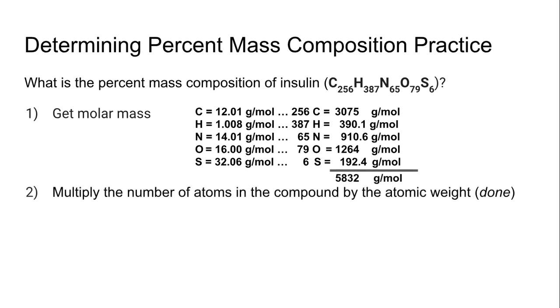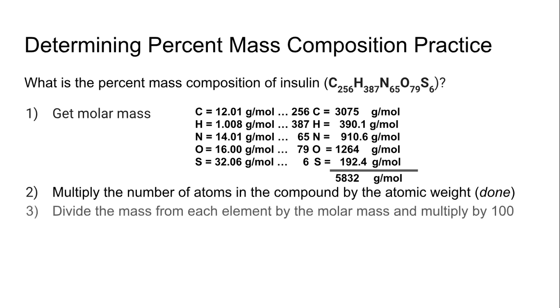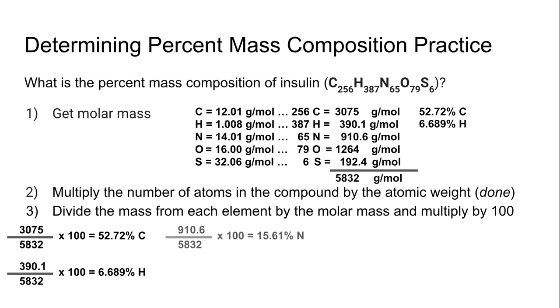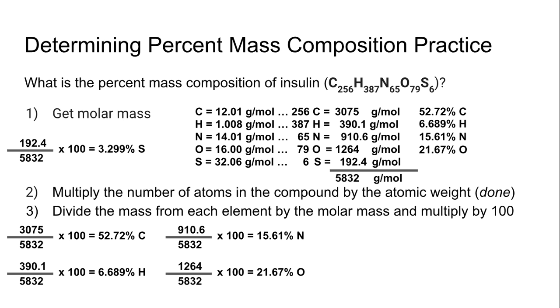And now, for each element, I've already done the step where I get the mass that each element adds to the compound. I'm just going to divide the mass of each element by the total molar mass and multiply that by 100. So I'll take my total mass of all the carbons divided by the total mass of the whole molecule, multiply by 100, bam. And I can do this for each one of my elements. I'm just going to record those back up there to keep things nice and neat. So 21.6% of the mass is oxygen, and I'd call that 3.3 if I were rounding, percent of the mass is sulfur.